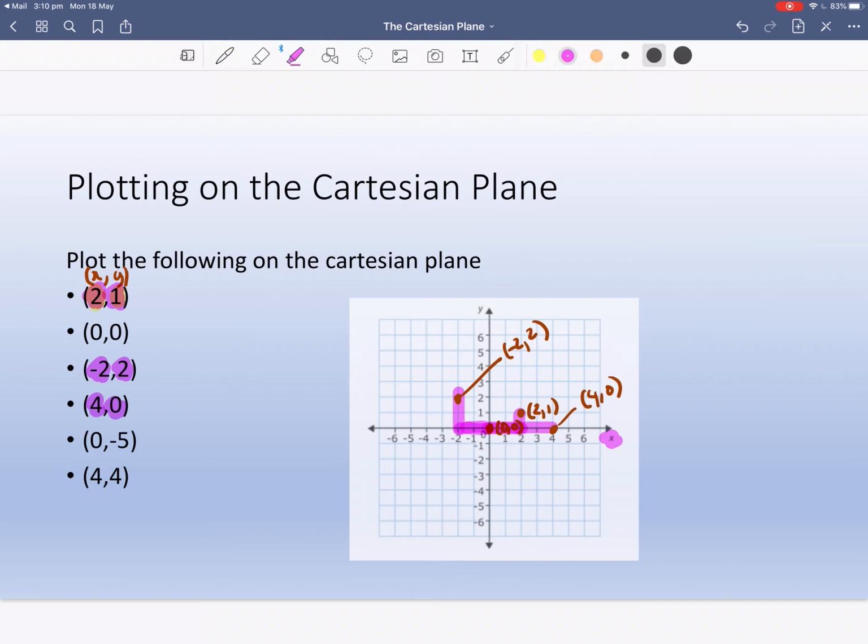All right, next one. We're crawling nowhere, so we're staying here, and we're climbing down to -5. So we go. So that's our point there. So that's the point 0, -5.